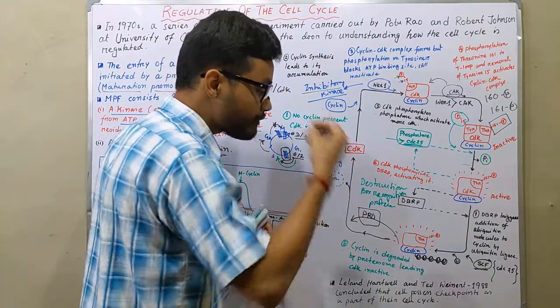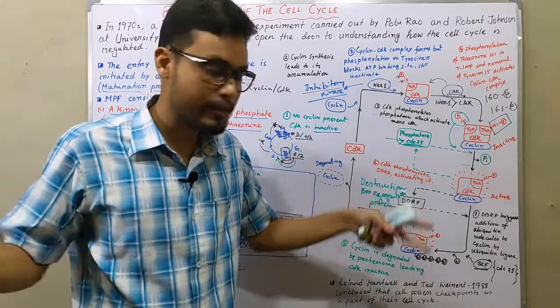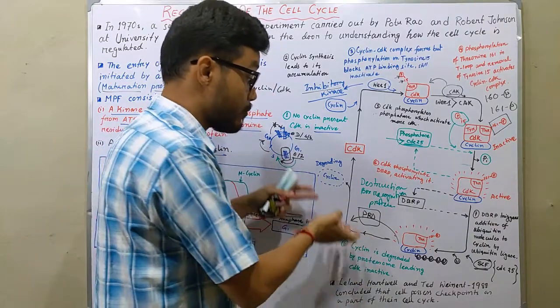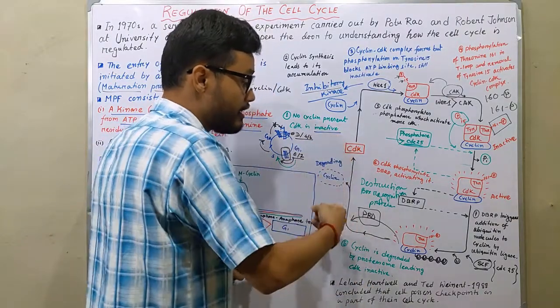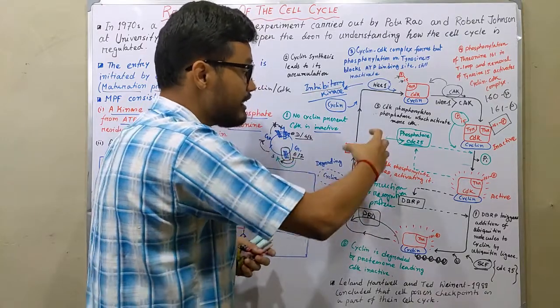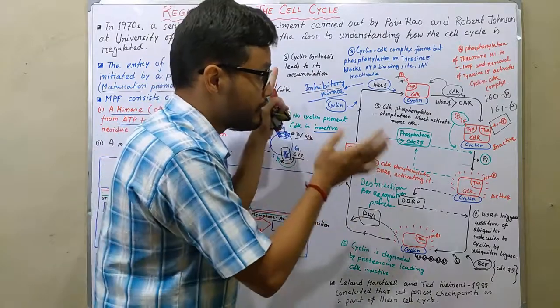And now those cyclins are passed through the proteasome complex, that is a large complex, and the cyclin is now being degraded. When the cyclin is degraded, CDK is free, and now CDK can perform another cycle of the same process.